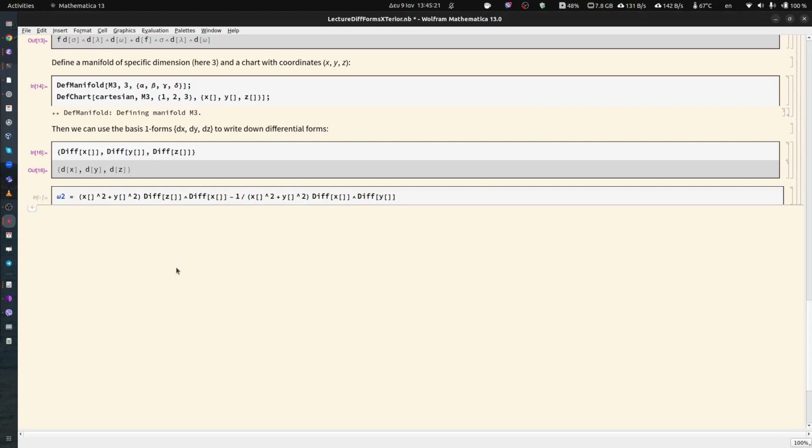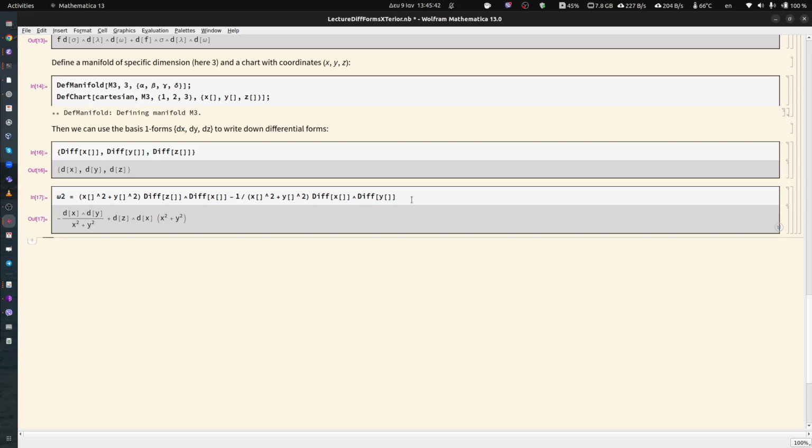Now, here is how we can define a type 2 differential form. You see here that we use the coordinate function to express it in terms of its coordinates in this coordinate system. Now, if we evaluate the cell, it's more legible. And you see that the first term is the dx dy term that is multiplied by minus 1 over x squared plus y squared. And then the second term is a dz dx term that is multiplied by the function x squared plus y squared.